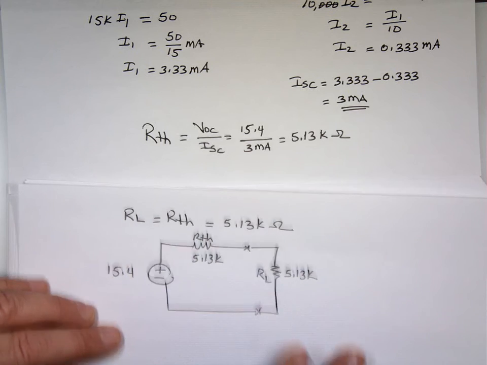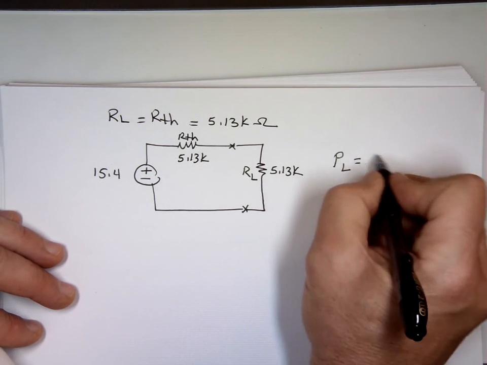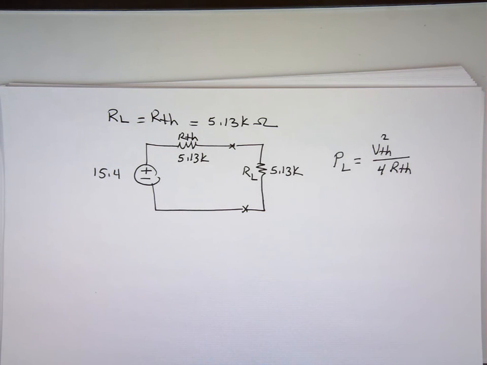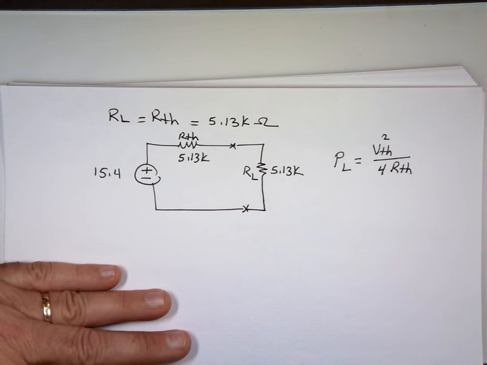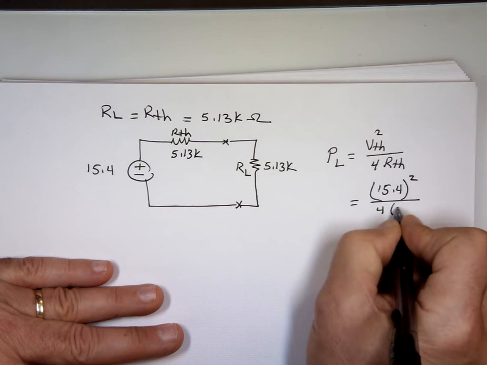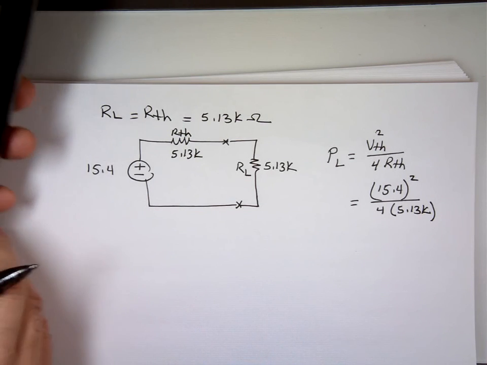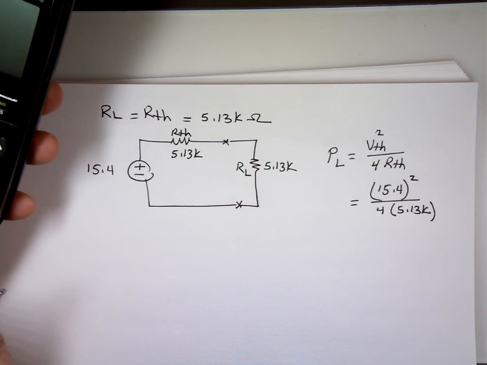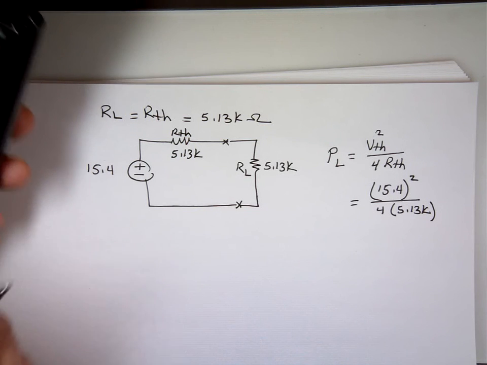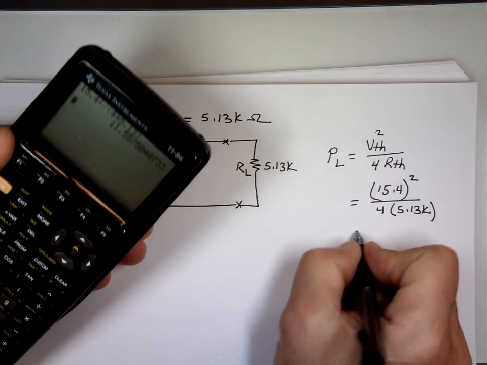And can I find now V, what the maximum power transfer, not V, I don't need to find V. Maximum power transfer to the load, we said last time, is what? V Thevenin squared divided by what? 4 times R Thevenin, because RL equals R Thevenin. So that's 15.4 squared divided by 4 times 5.13k. Times 5.13, and that'll be in milli. Oh, I forgot to put the 4 in parentheses. I gotta make sure they go in parentheses. 4 times 5.13, close parentheses. And I got 11.6 milliwatts.